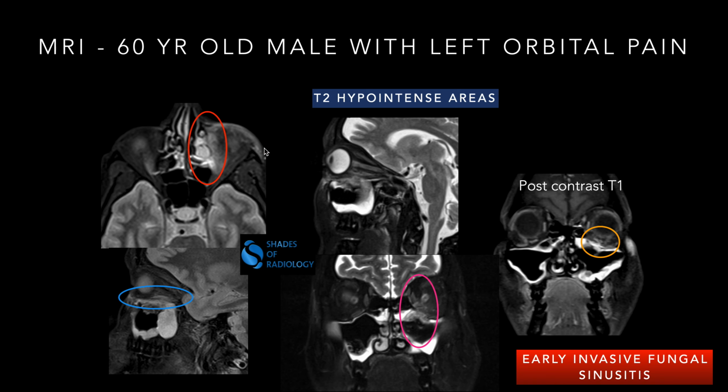And this is another case which we got recently, a 60-year-old male with left orbital pain. If you see here, you can see there is erosion of the medial wall of the left orbit. You can see the left ethmoid sinusitis, and if you see in the sagittal plane, there is an erosion of the floor of the left orbit as well, leading to invasion into the floor of the orbit. And if you see here on post contrast images again, you can see some patchy areas of enhancement within the orbit. You can see the inferior rectus muscle showing enhancement, and these are the other images showing the same orbital involvement, that is early invasive fungal sinusitis leading to orbital cellulitis.